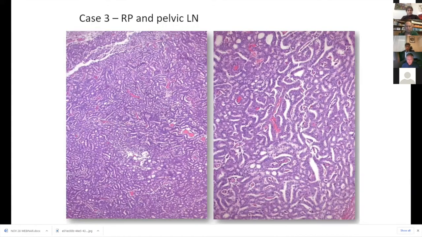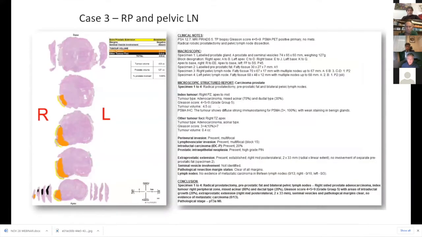And this is a high grade lesion, grade group 4 in these areas. So 4+5 overall with mixed acinar and ductal type, with extraprostatic extension, but margins negative and 13 nodes negative as well. So there we go. I've done an extended pelvic lymph node dissection as well and no nodes found. Or no positive nodes, I should say, out of 13.